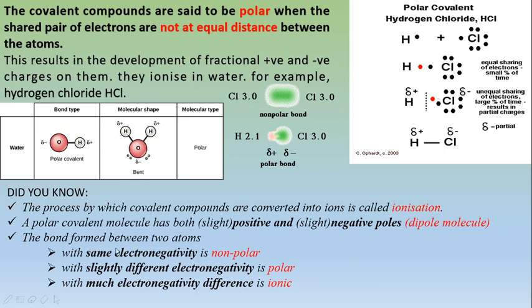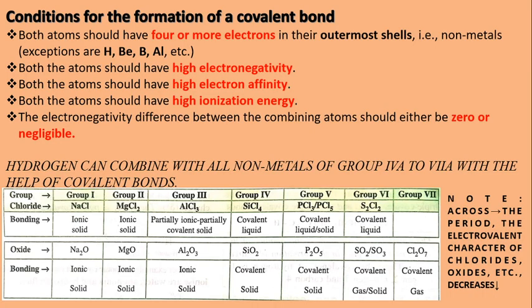And the bond formed between two atoms with the same electronegativity value is non-polar. With slightly different electronegativity, it is polar. With much different electronegativity, it is ionic.